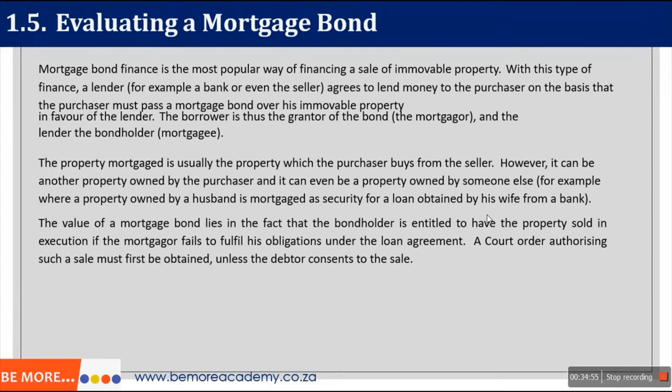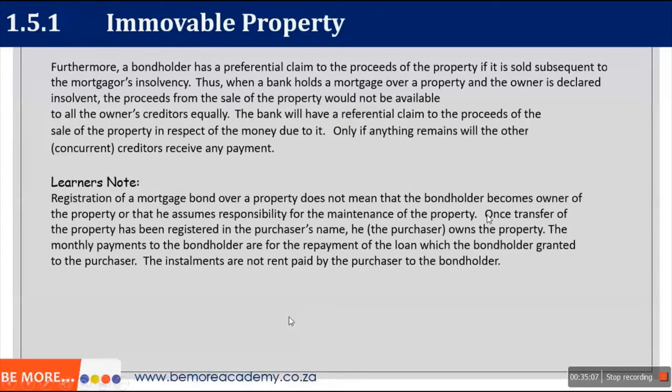Furthermore, a bondholder has a preferential claim to the proceeds of the property if it is sold subsequent to the mortgagor's insolvency. Thus, when a bank holds a mortgage over a property and the owner is declared insolvent, the proceeds from the sale of the property would not be available to all the owner's creditors equally. The bank will have a preferential claim to the proceeds of the sale of the property in respect of the money due to it. Only if anything remains will the other creditors receive any payment.